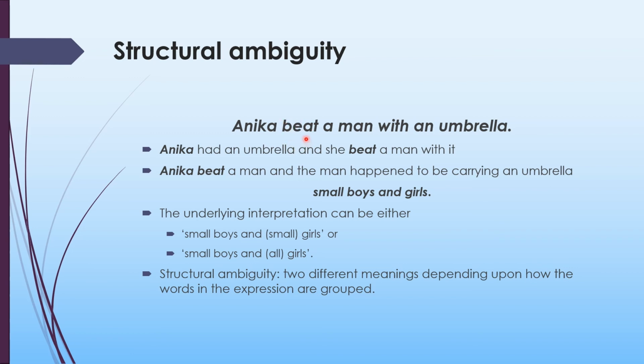So look at the structure of the sentence: Anika beat a man with an umbrella. This particular sentence can have two meanings. Anika had an umbrella and she beat a man with it, or Anika beat a man and the man happened to be carrying an umbrella. This sentence can have both of these meanings.